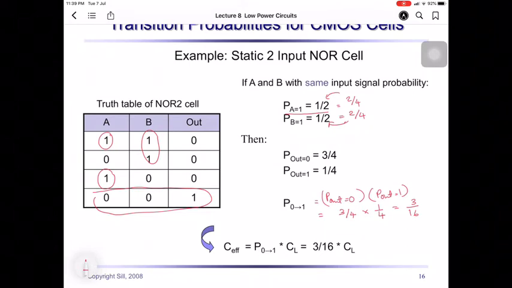Okay, so now the C effective is actually the switching probability, which is 3 over 16 times the capacitive load.